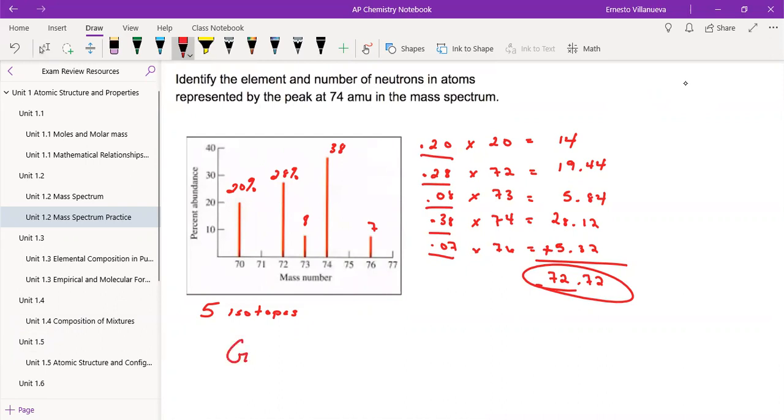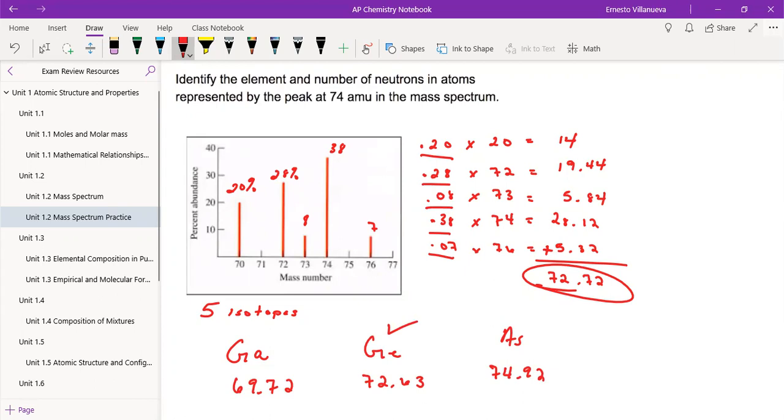So here are the elements that are close. Gallium is 69.72. Germanium is going to be sitting at 72.63. And then the one after that is arsenic, which is sitting right around 74.92. Okay, so we're between 72 and 73. Obviously, the answer for this one is going to be germanium.